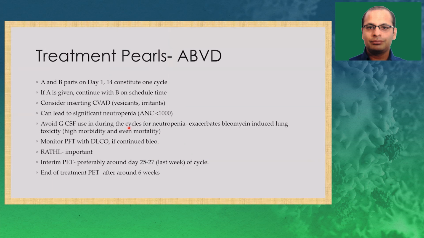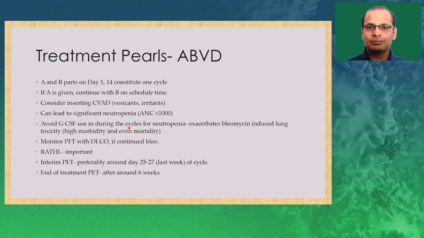ABVD has 2 parts. Each cycle has 2 parts, part A and part B, given on day 1 and 14. Both of these constitute 1 cycle. Just remember that if A is given, you have to continue with B on the scheduled time as per the chemotherapy cycle. For most patients, you can consider inserting a CVAD, a PICC line, or a port, or a Hickman. The drugs you are giving are vesicants and irritants and can lead to line-site pains.